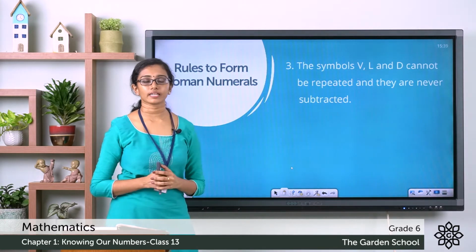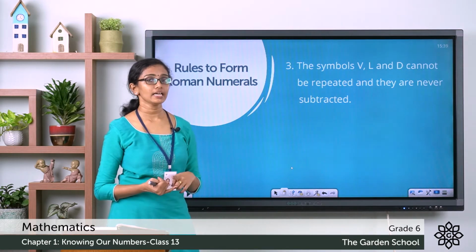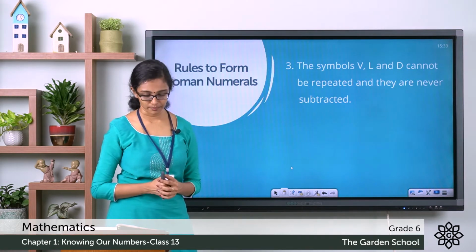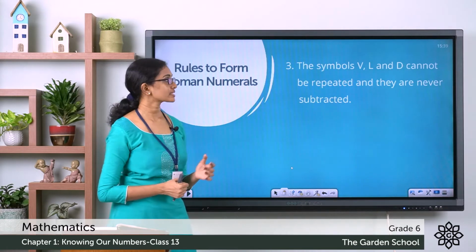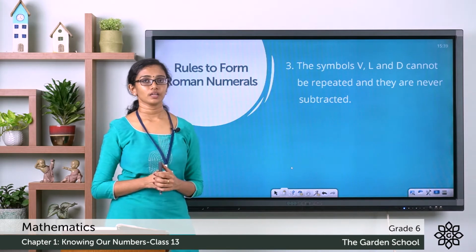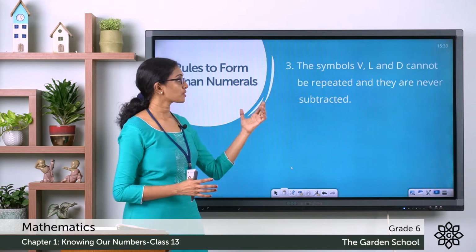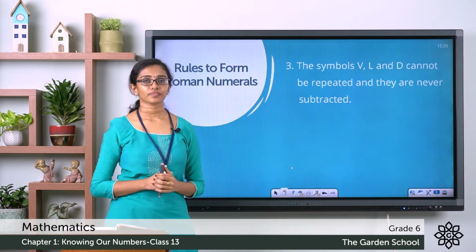Hope this is clear. Now, the next rule states that the symbols V, L and D cannot be repeated and they are never subtracted. So what does it say? We saw that the symbols I, X, C and M can be repeated, whereas the symbols V, L and D can never be repeated. And keep in mind, we cannot subtract their values from any other symbols also.